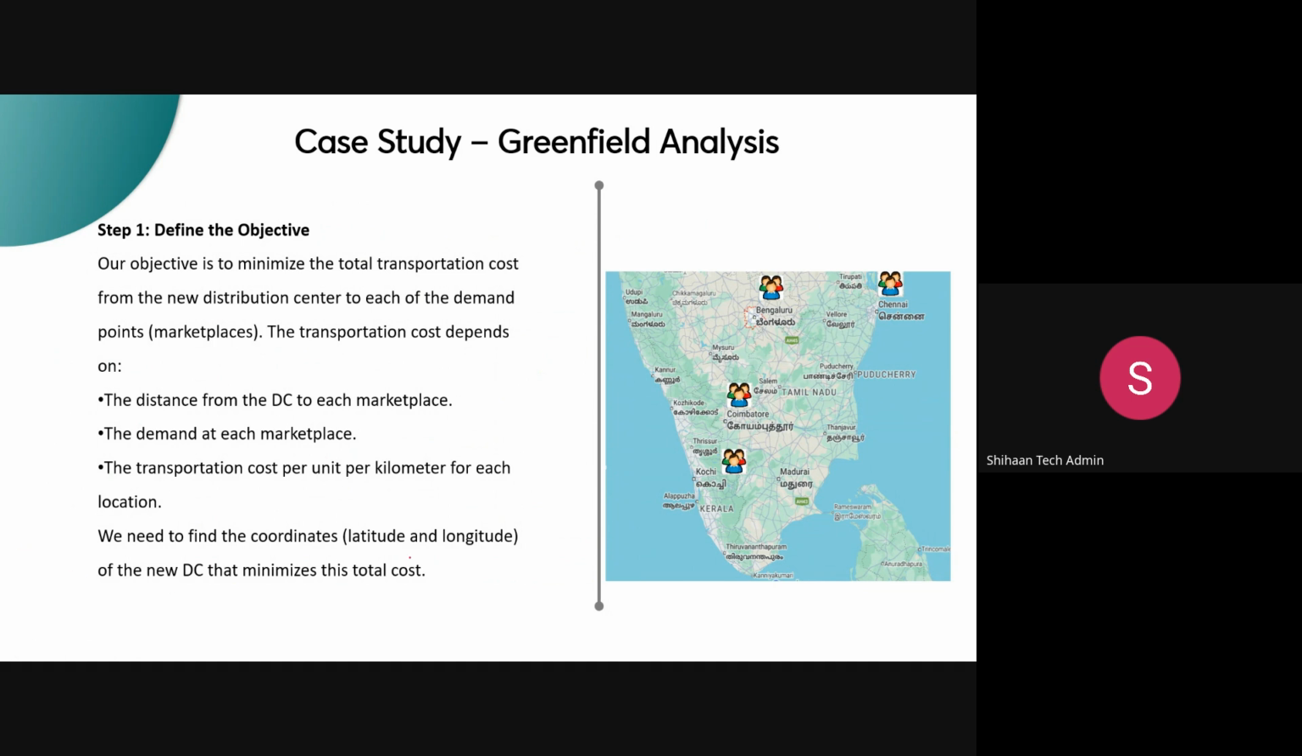We need to find the coordinates, latitude and longitude, for the new DC. As I said, our goal is to find the DC coordinates wherein our transportation cost is minimum. This is the objective: to minimize the total transportation cost and to find out the DC location. So this is our objective.